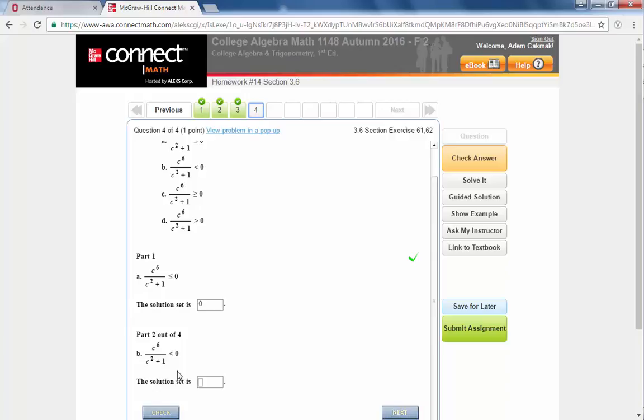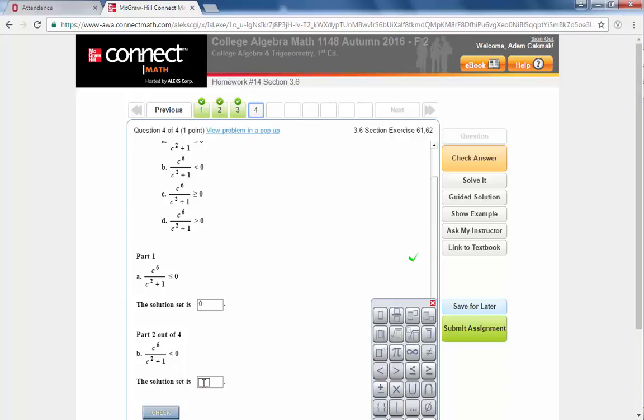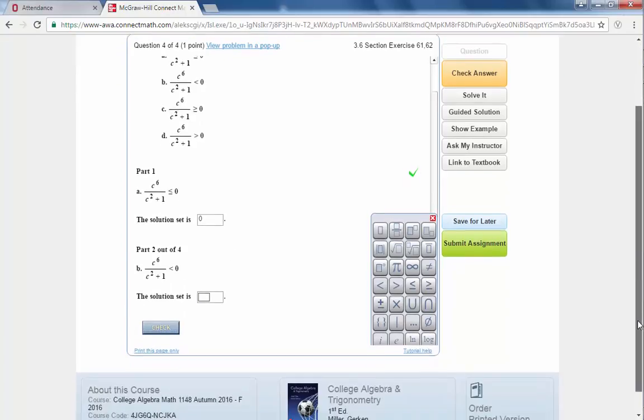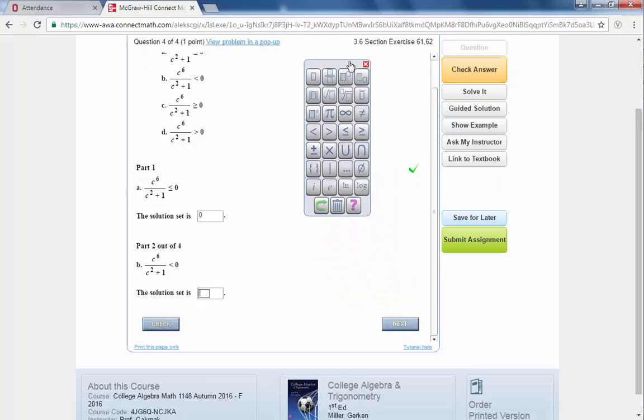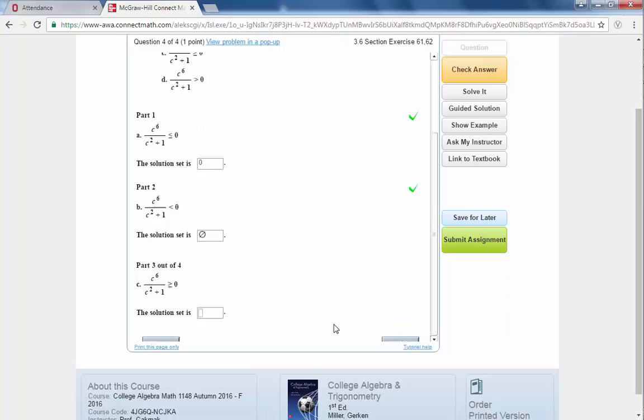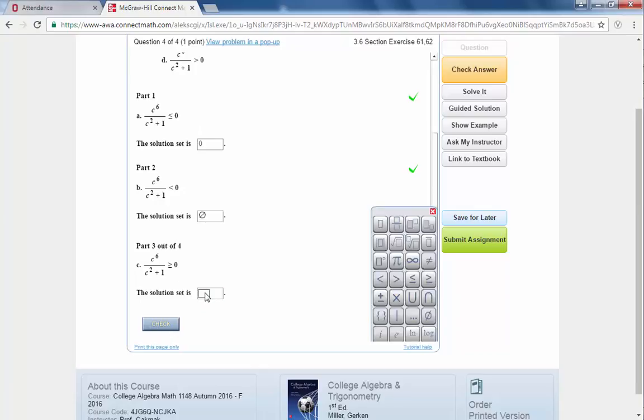Okay, next question is, when does this thing become negative? Certainly negative. Not even the possibility of being 0. When? Never. How do we say never? Do we have a symbol for it? Circle with a line. Yeah, empty set. Good.